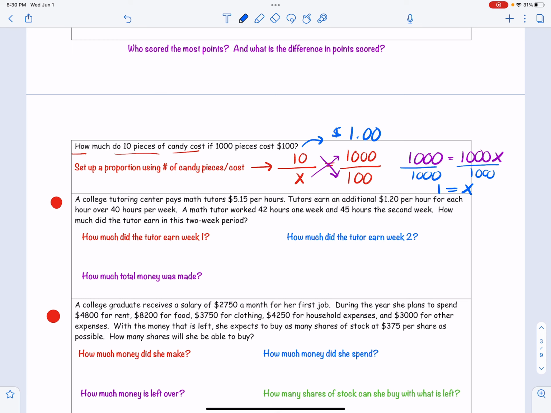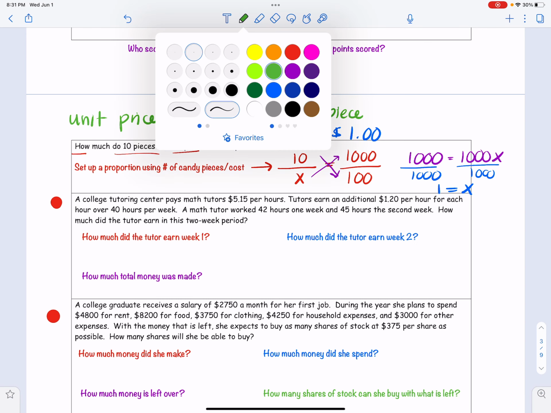Now, there is another way that you could work this one, and if you did it this way, that's perfectly fine. Because you're talking about money, you could compute a unit price, like how much would one piece of candy cost, and then apply it to the others. Your unit price would take $100 and divide it by 1,000 pieces, and that would tell you that the candy costs 10 cents per piece.